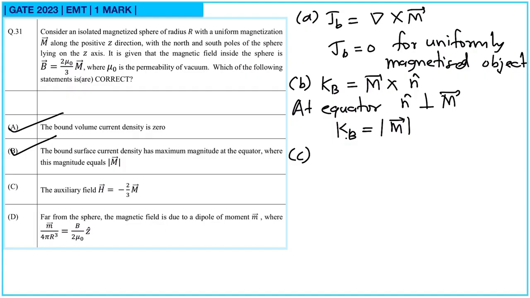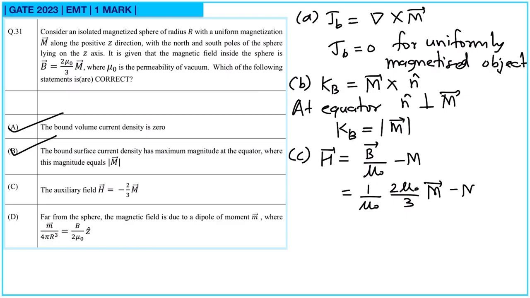Then for option C, the auxiliary field H bar is equal to minus 2 by 3 M bar. Now H bar is equal to B bar by mu naught minus M, and B bar is given, so it is 1 upon mu naught times 2 mu naught by 3 M bar, minus M bar. So mu naught will cancel, 2 by 3 minus 1, so this will be minus 1 by 3 M bar. So it is minus 1 by 3, not minus 2 by 3, so option C is wrong.